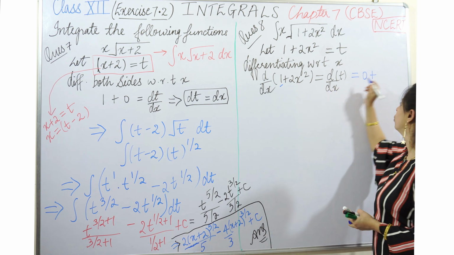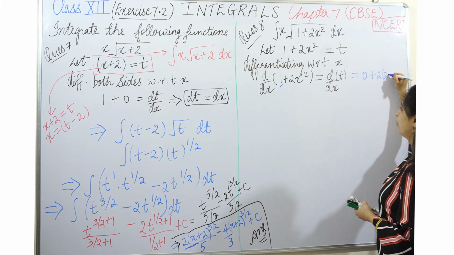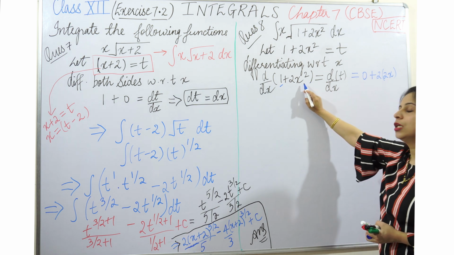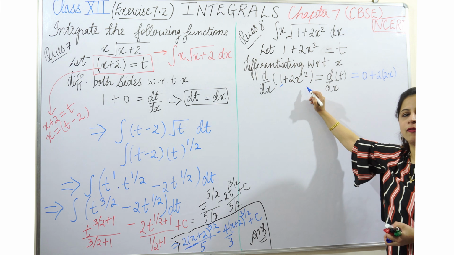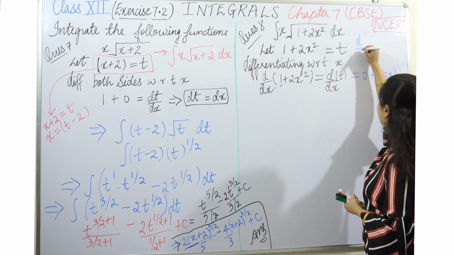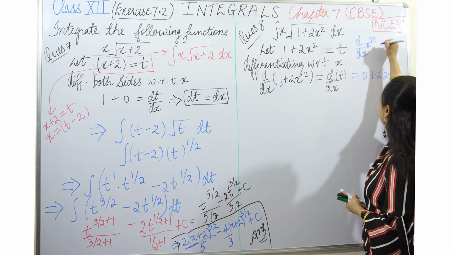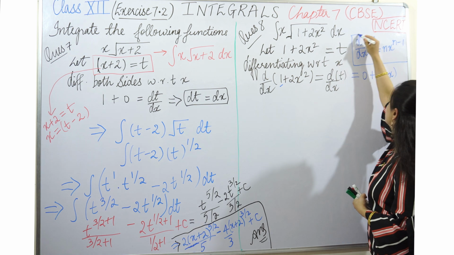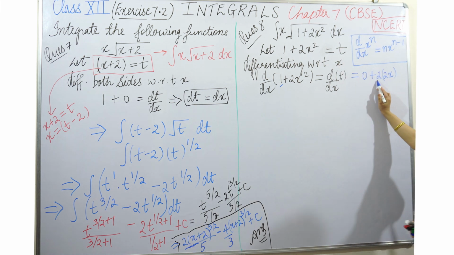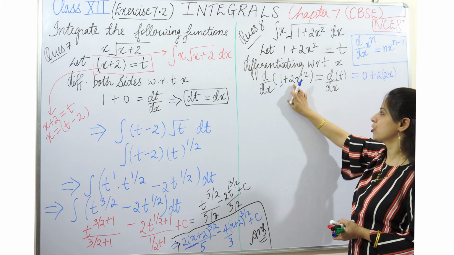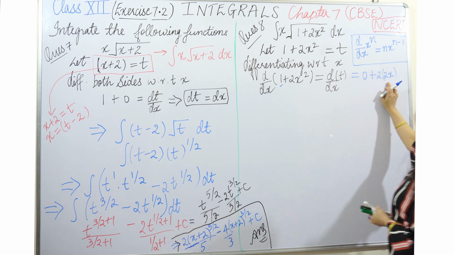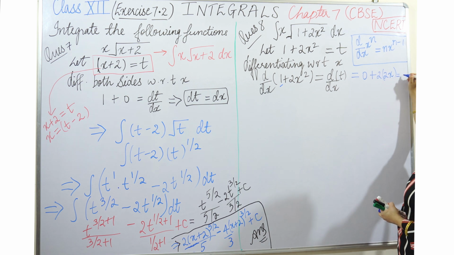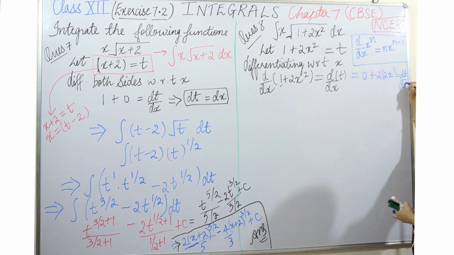Here it will be 2 into 2x to the power 2 minus 1, because the differentiation d over dx of x to the power n is equal to n x to the power n minus 1. So from here we can easily get 2, the constant, which is the coefficient of x square, and when we differentiate x square we get 2x over here. So it will be equal to dt over dx.